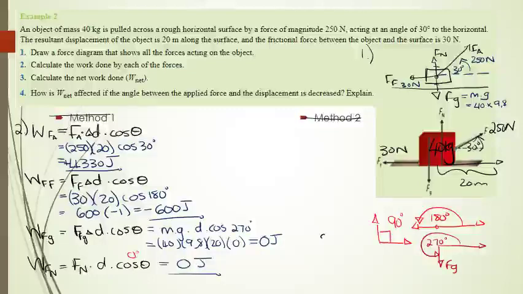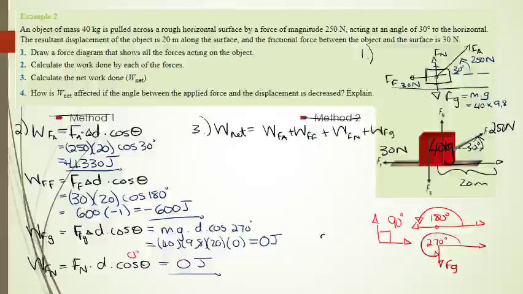Calculate the net work done. So number 3, how do I calculate the net of something? All I do is I add everything together. So the work of my applied force added to the work of my frictional force added to the work of my normal force added to the work of my gravitational force.